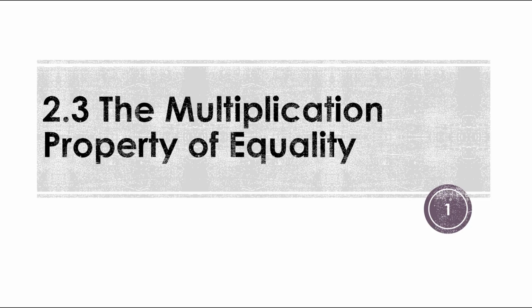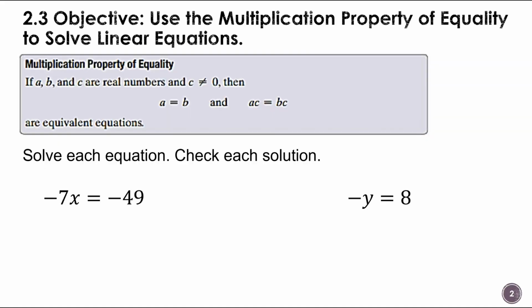Hi everyone, this is lesson 2.3, or the beginning of lesson 2.3, the multiplication property of equality, and we're going to use this to solve equations. When we're talking about the multiplication property, it also includes division, and a lot of the ones we're going to be working with will actually be dividing. What this is saying is that if I multiply both sides by the same number, I have equivalent equations, and that includes division.